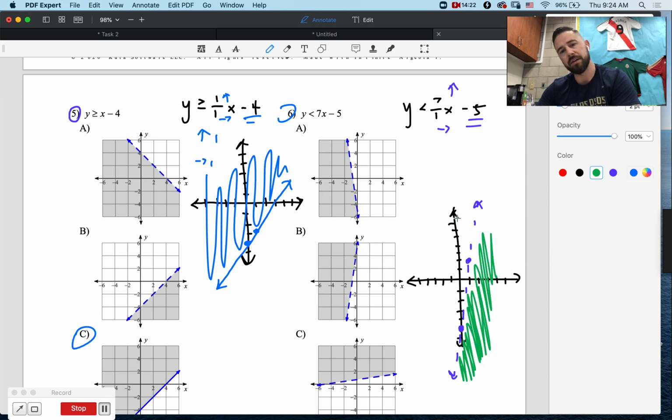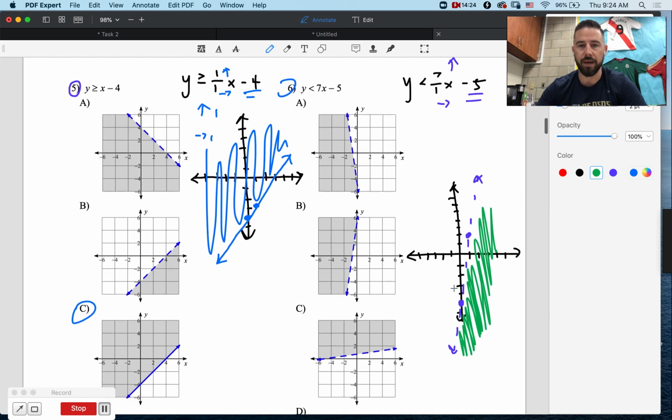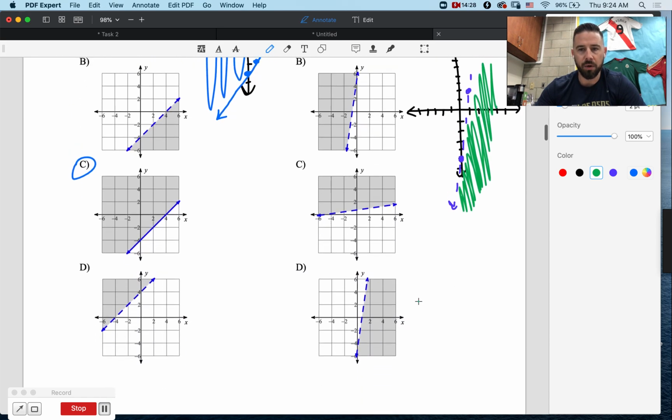So that means below. And technically below is over here. Above is actually up over here, which is tricky to see, but you can do it. So what do we see? Boom, looks like D.